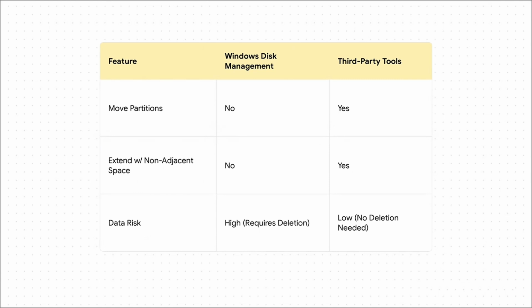Here's the absolute game-changing difference. Windows Disk Management can't move partitions. It can only create them and destroy them. But third-party tools, they can do the one thing you actually need. They can safely slide that blocking partition out of the way without deleting anything. And that's how they get the unallocated space right next to your C drive.